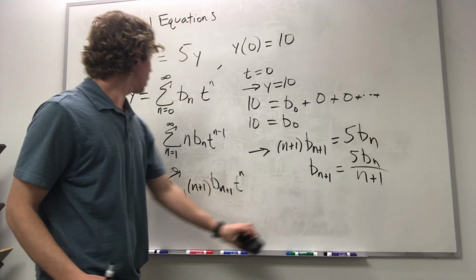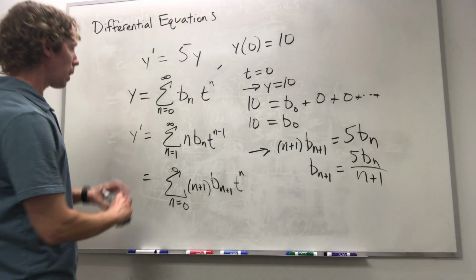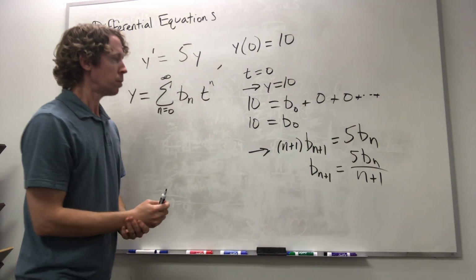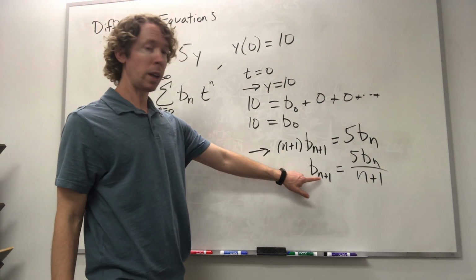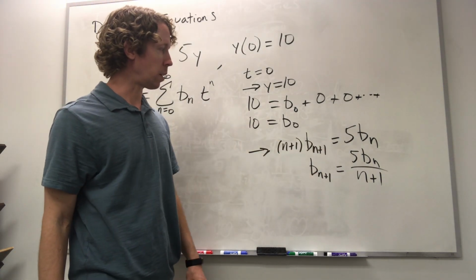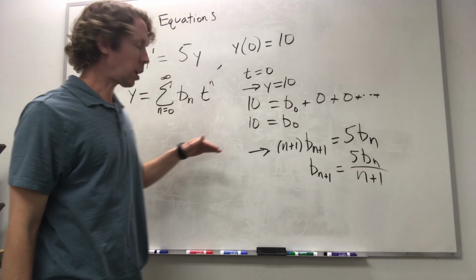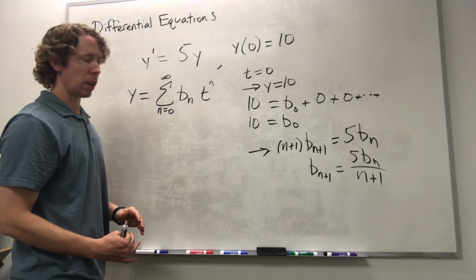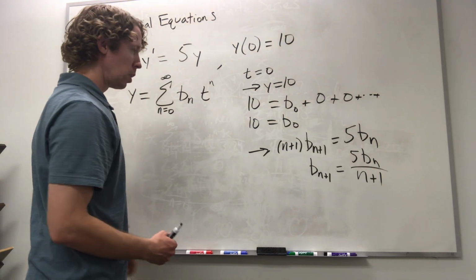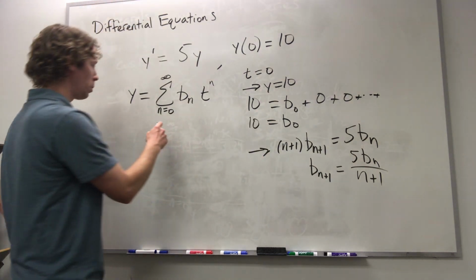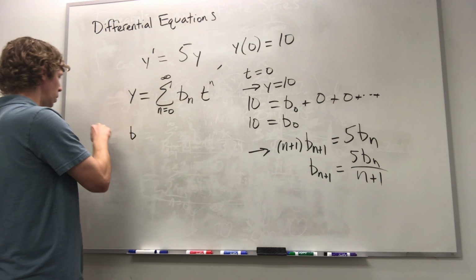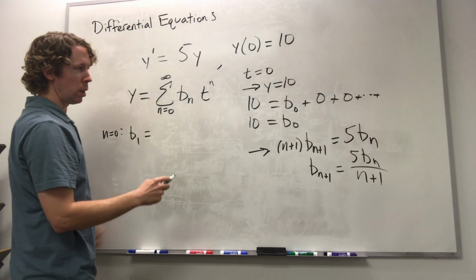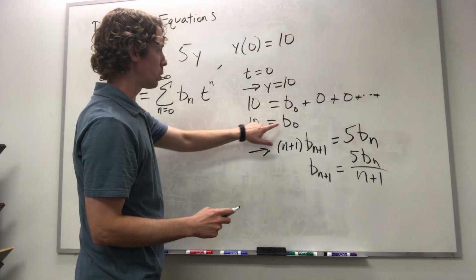Just divide by n plus 1, and I'm going to erase this over here so I have more room. If I plug in n equals 0, that allows me to find b1, and I'm just going to start listing out b1 and the others, and I'm going to see if I can get a pattern for them. So I'm not going to simplify things, I'm just going to start writing them out. This is n equals 0, gives me b1 is 5b0.